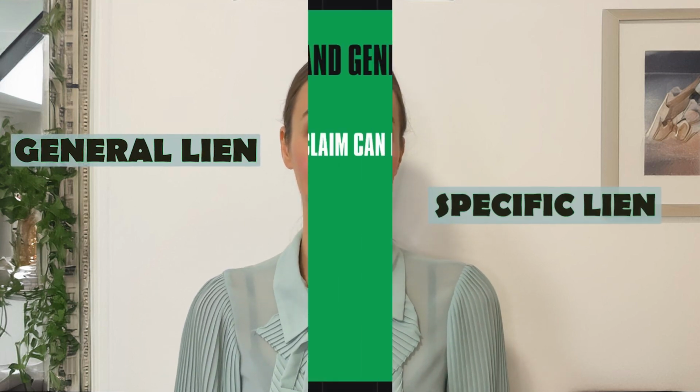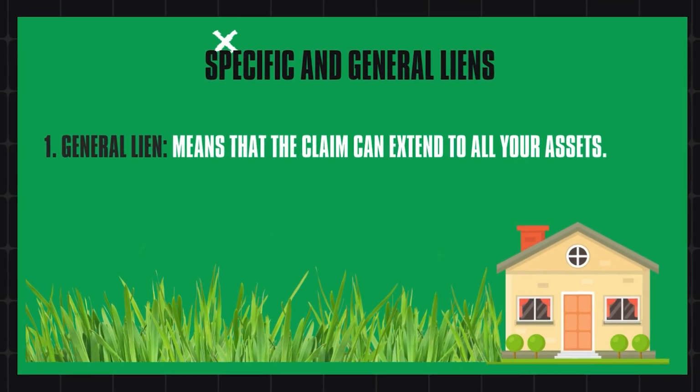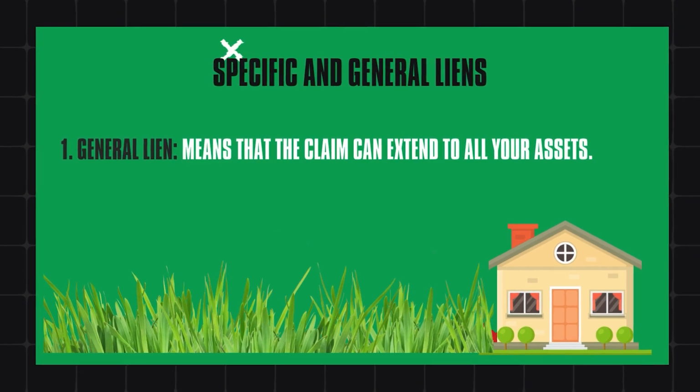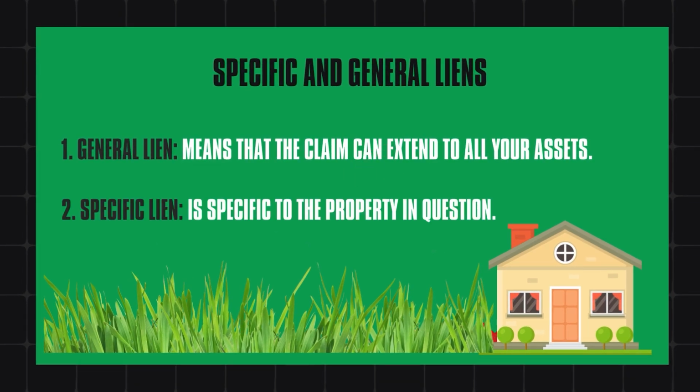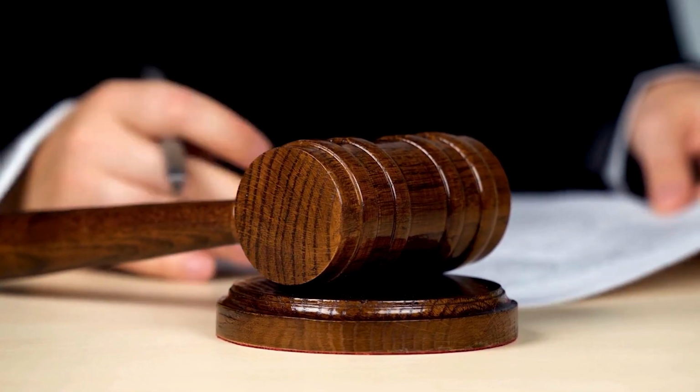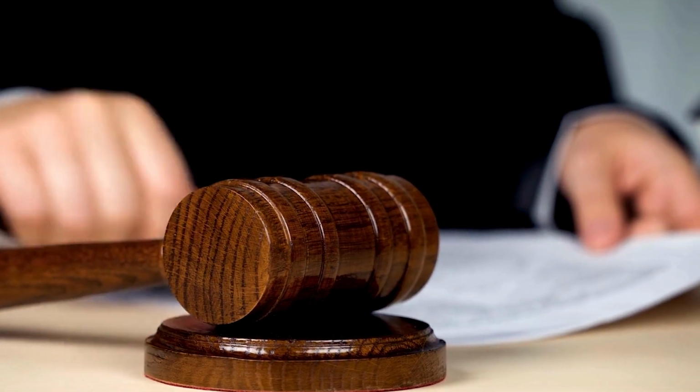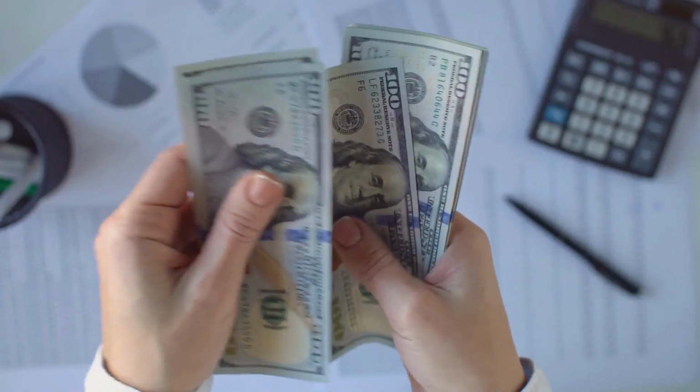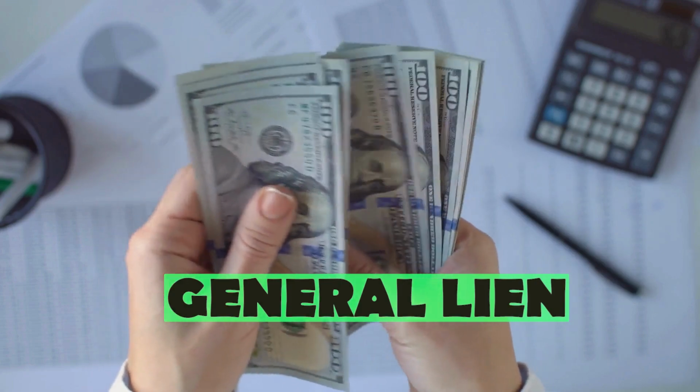One other thing I want you to remember is the difference between a general and a specific lien. A general lien means that the claim can extend to all your assets, while a specific lien is specific to the property in question. Imagine a financial judgment against someone. Should they fail to pay, the court can order all their properties to be seized and auctioned to repay the debt. That is a general lien.